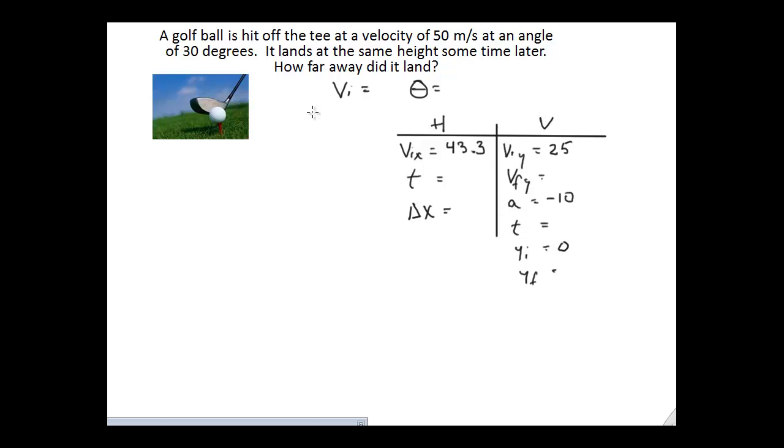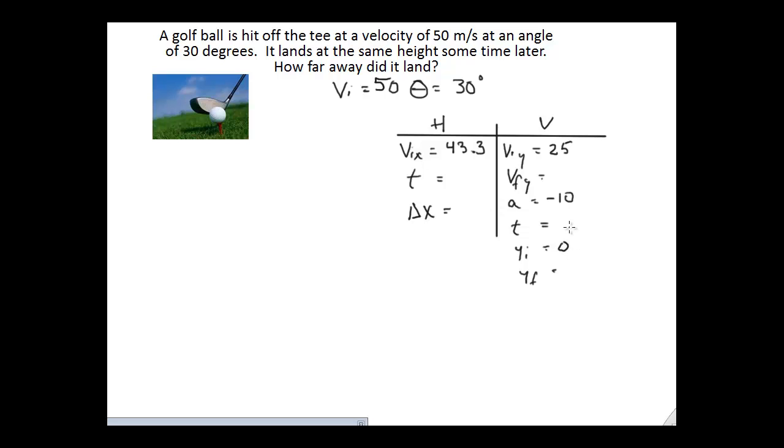This is the same starting information for the golf ball, but it asks a different question. It's hit off the tee, and then it says it lands at the same height sometime later. So what I mean by that is it lands at the same height as the tee. And the question is, how far away did it land? So I've saved myself a little time here because we already know that the initial velocity was 50, and that was 30 degrees, which with our sine and cosines, we knew that the initial x velocity was 43.3, the initial y velocity was 25. A is negative 10. It starts at an initial height of 0.